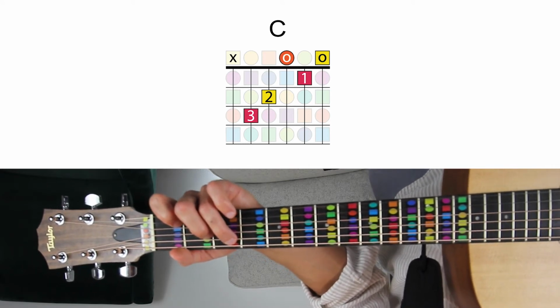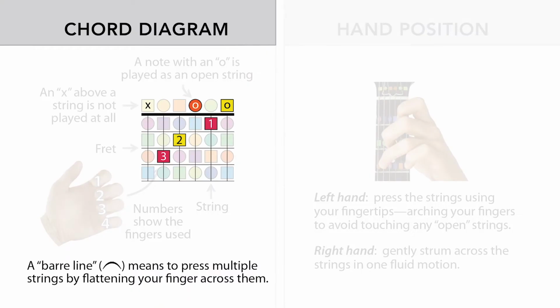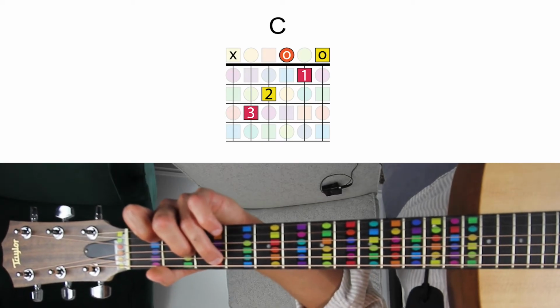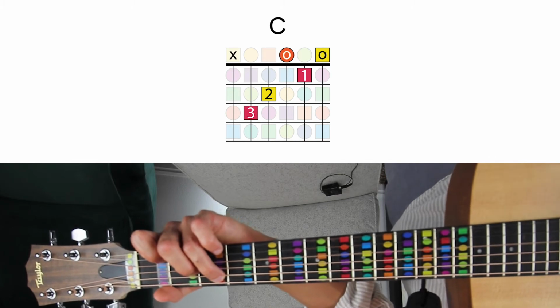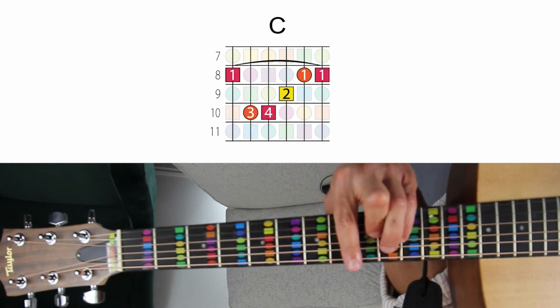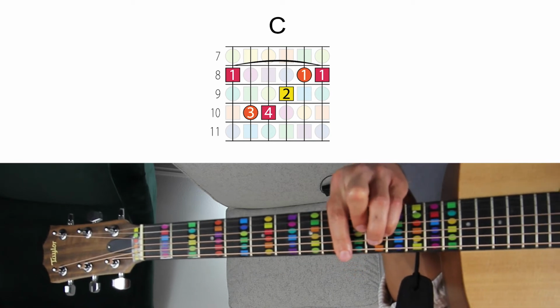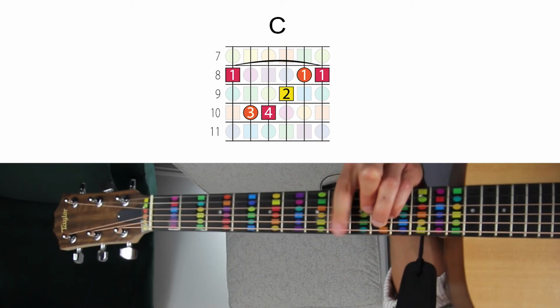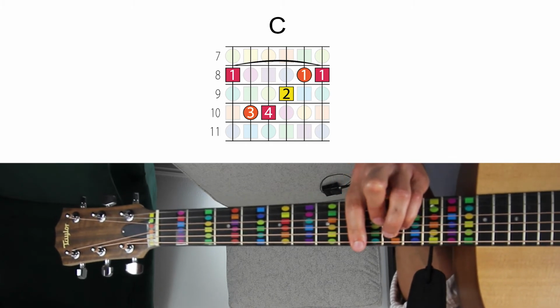This C major chord diagram represents how you play this C major chord. Sometimes you'll also see what's called a bar line, or a little curved arch like this, that means to press multiple strings by flattening your finger across them. So instead of playing this C major chord down here in open position, because we play some open strings within that chord, we can play it as a barred chord up on the 8th fret. And this bar line represents that we're playing all of these notes with our first finger across them.